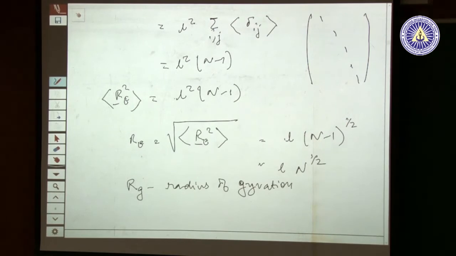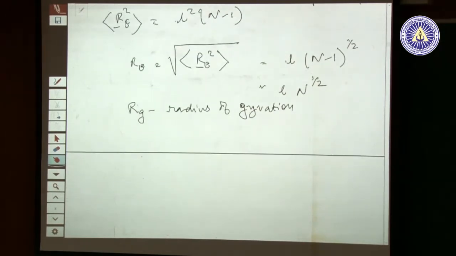Okay. So, first we need to define what we mean by the center of mass, and then define the radius of gyration. Okay. So, the center of mass is defined as 1 over n times the sum of i equal to 1 to n of Ri. Okay.